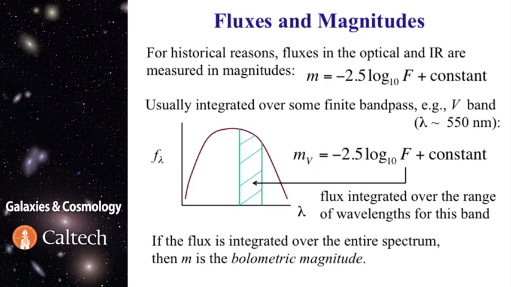Typically, flux is measured over some finite bandpass, like a V-band filter centered on 5,500 angstroms, and then log of that times minus 2.5 plus a constant zero point that I'll define in a second gives you the actual magnitude. If for some reason you could integrate the flux over the entire spectrum, then this will be called the bolometric magnitude.